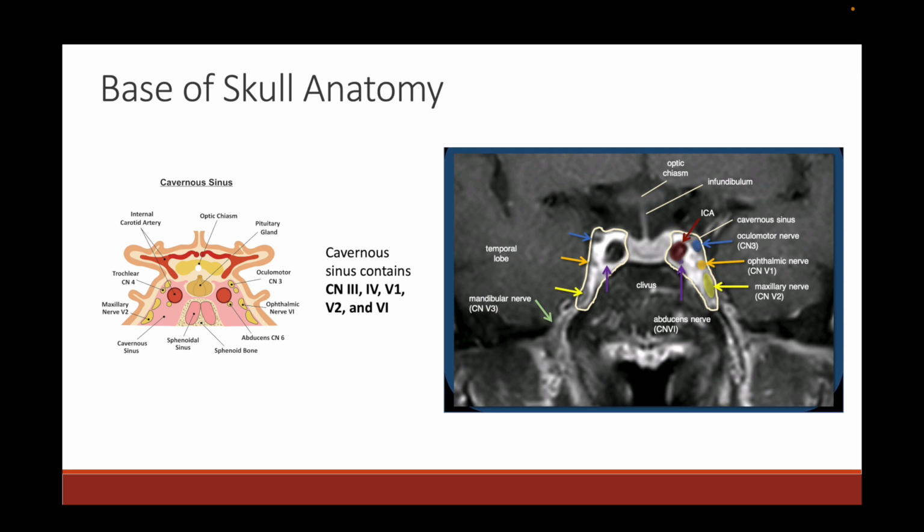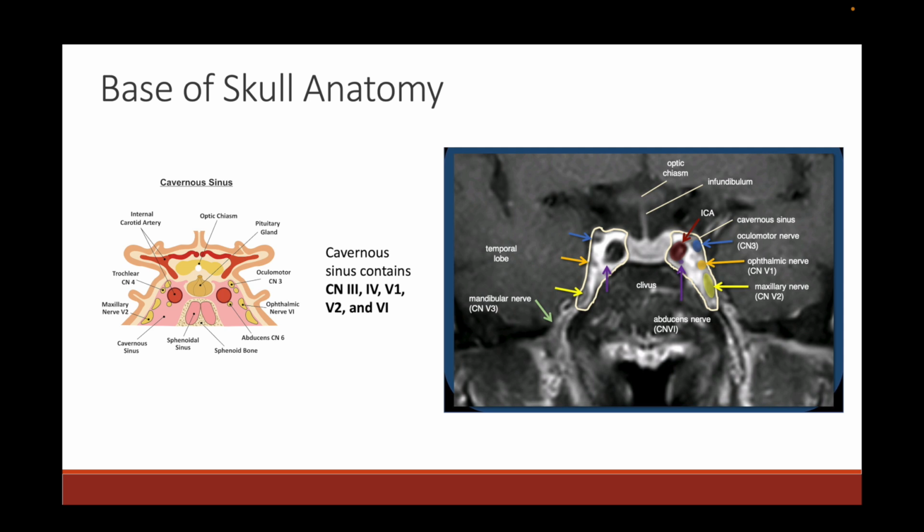So in the cavernous sinus, we have cranial nerve 3 and 4 located more superiorly and laterally. We have V1 and V2 located more inferiorly and laterally. And then we have cranial nerve 6, which is the abducens nerve that's located more medially, right underneath the carotid artery. So you can see where the clivus is pointed out here on the image on the right side.